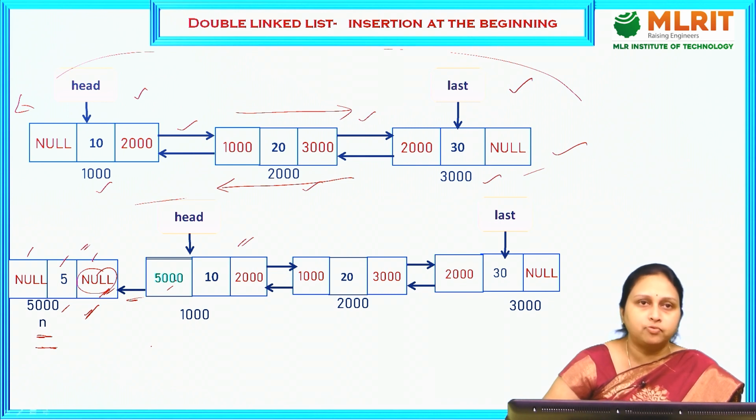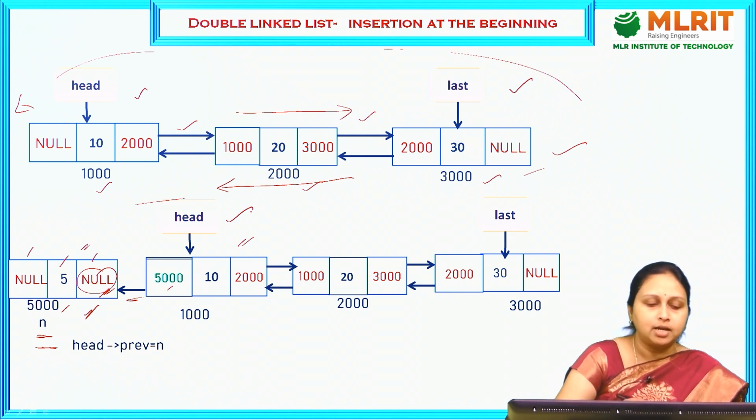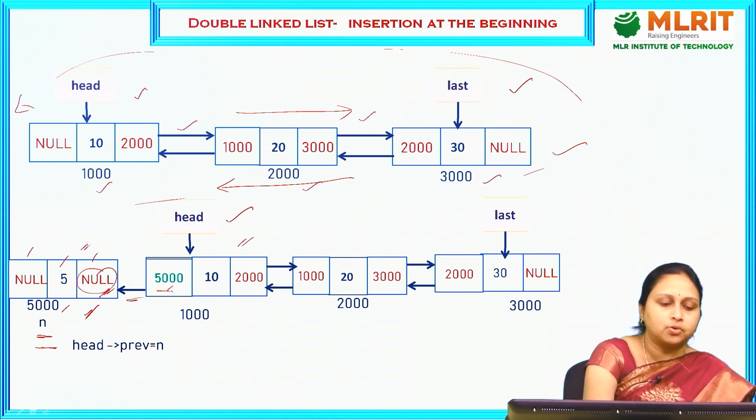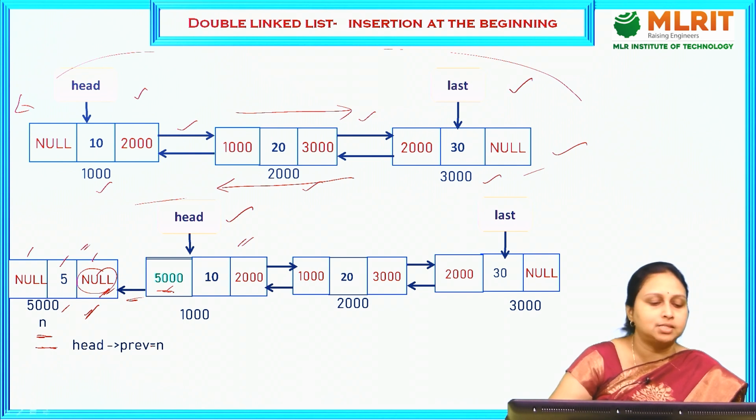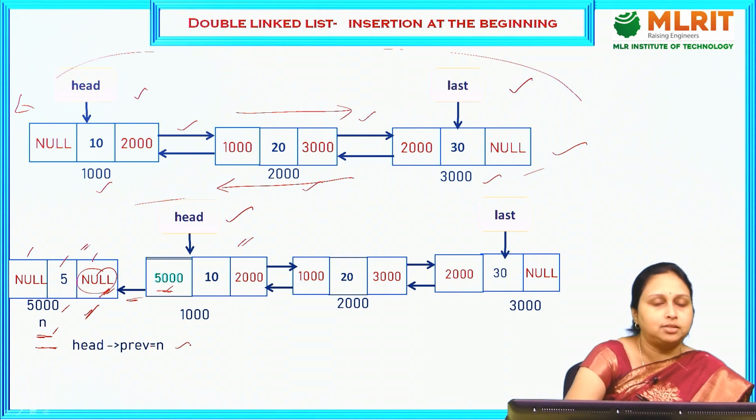Now, what is the step we need to write? The name of this node is head. Head arrow previous; this location is called previous. Head arrow previous equal to n, since the name of the new node is n. So we need to write this step.